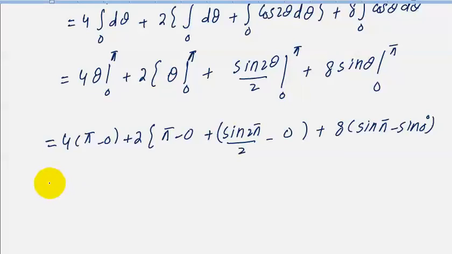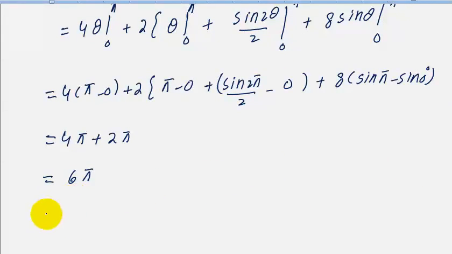Now this becomes 4 pi plus 2 pi, as sin 2 pi is 0 and sin pi is also equal to 0, and sin 0 degree is again 0, so our final result is 6 pi. So the area bounded by the cardioid is equal to 6 pi.